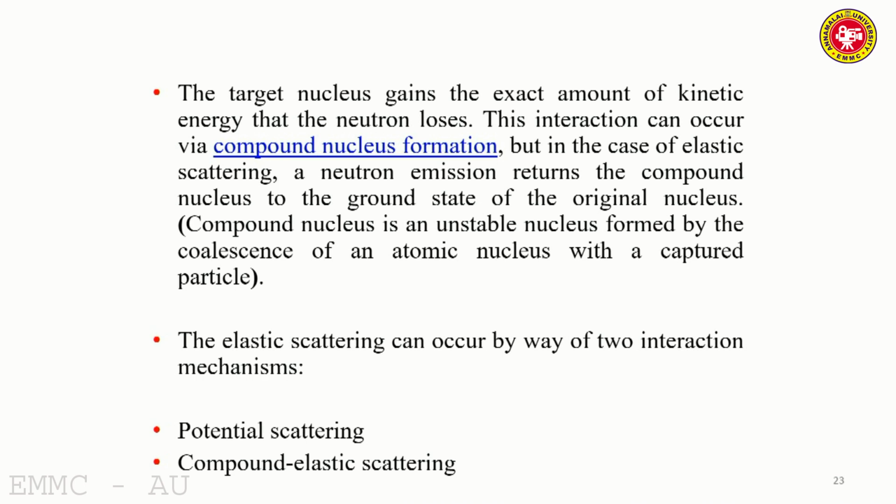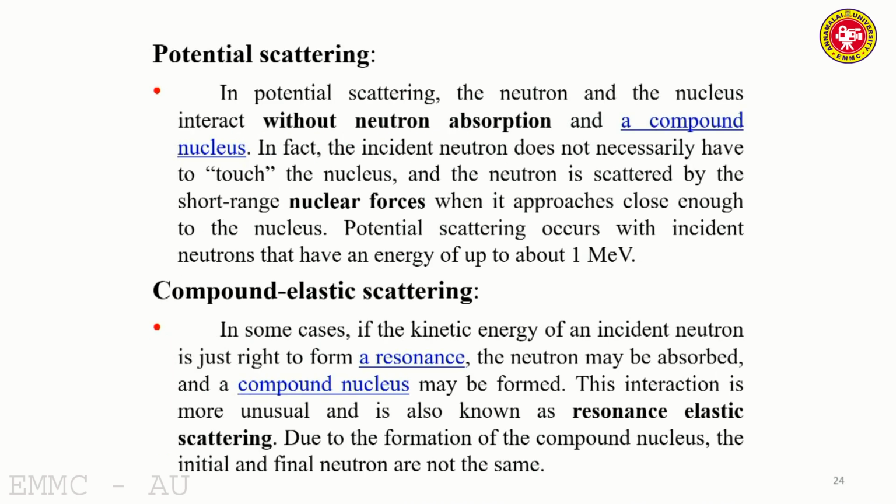The interaction can occur via compound nucleus formation, but in the case of elastic scattering, a neutron emission returns the compound nucleus to the ground state of the original nucleus. A compound nucleus is an unstable nucleus formed by the collision of an atomic nucleus with a captured particle. Elastic scattering can occur by way of two interaction mechanisms: potential scattering and compound elastic scattering.